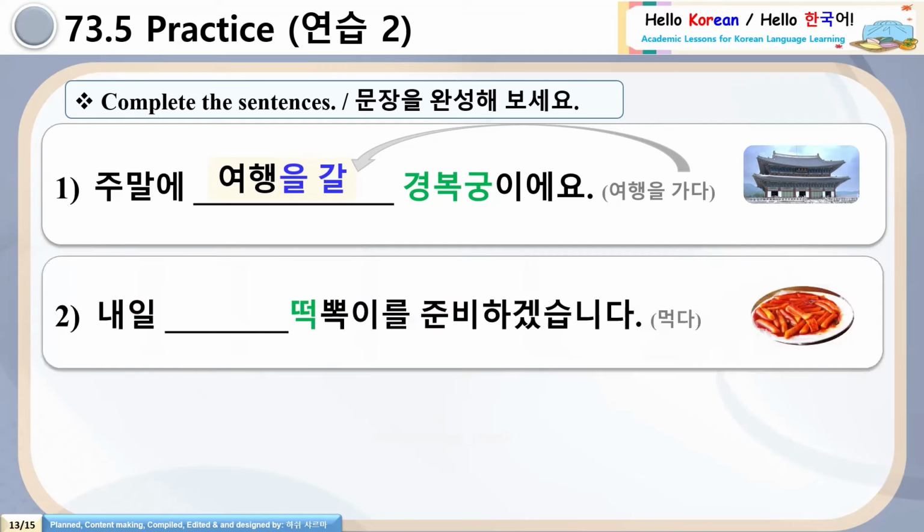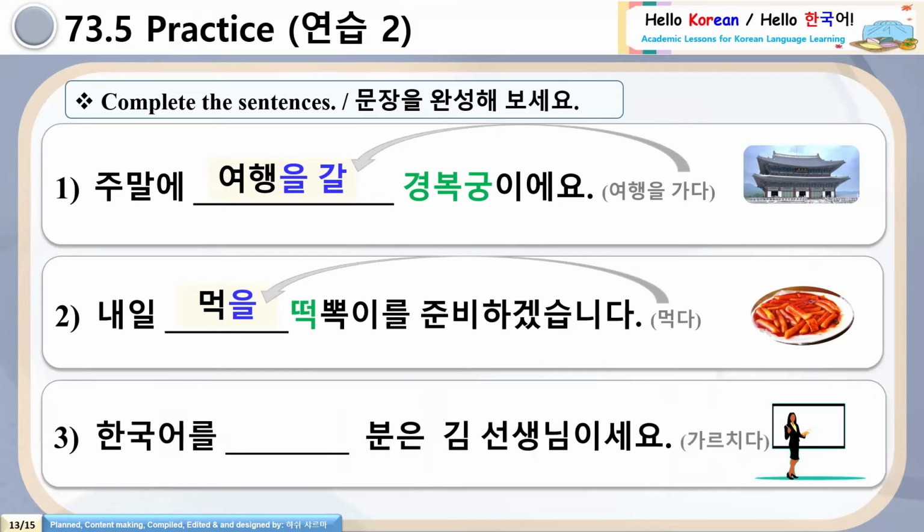Number 2, complete this. Nail. What is given in the bracket? Mokta. Mogal. Nail. Number 3. Hangugoral. In the bracket it is karchida. Karchida means to teach. Karchil.